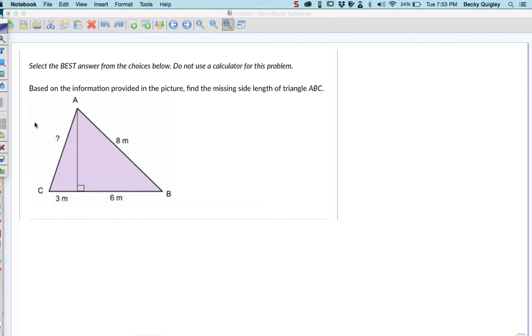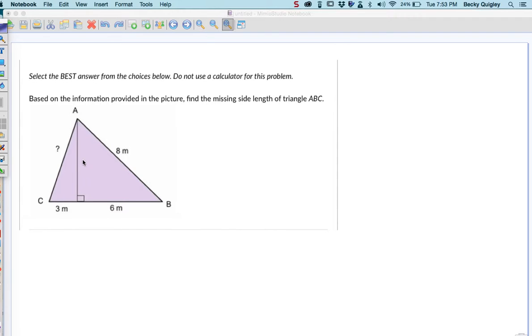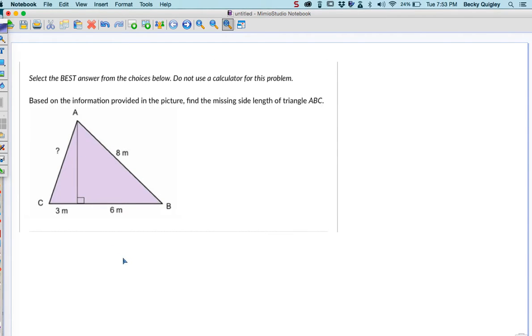Okay, so this question is asking you to solve for this side of the triangle. And what you solved for, correctly actually, was this side of the triangle. So you just needed to take it one step further. So you solved for this value right here. And I'm just going to call that side B.